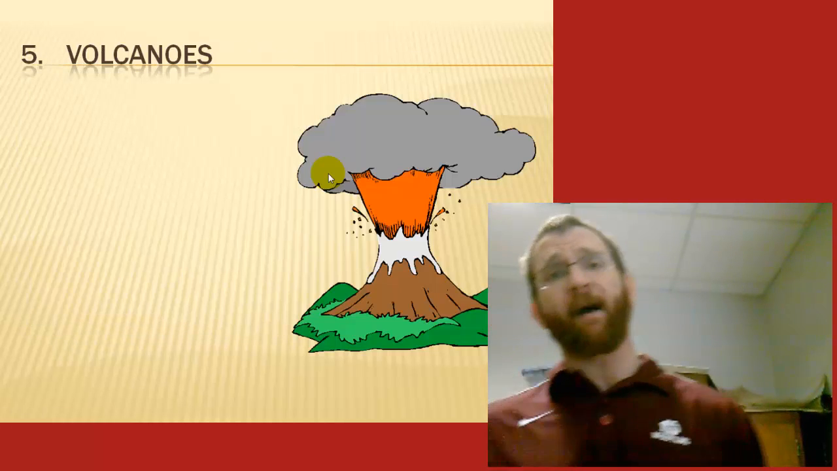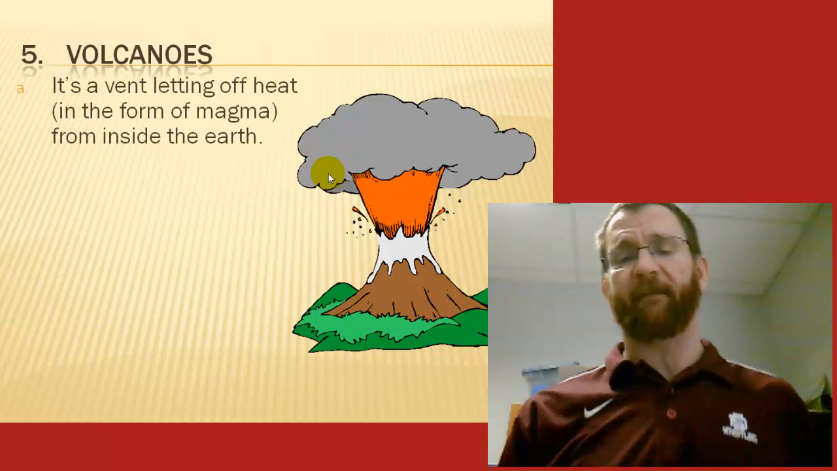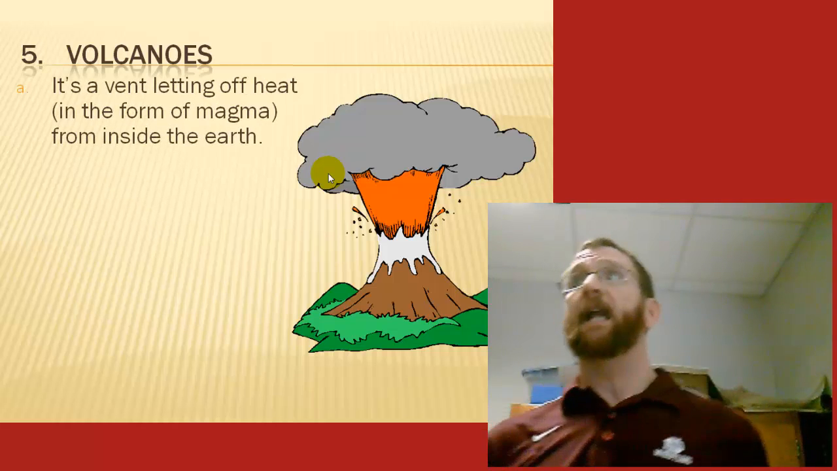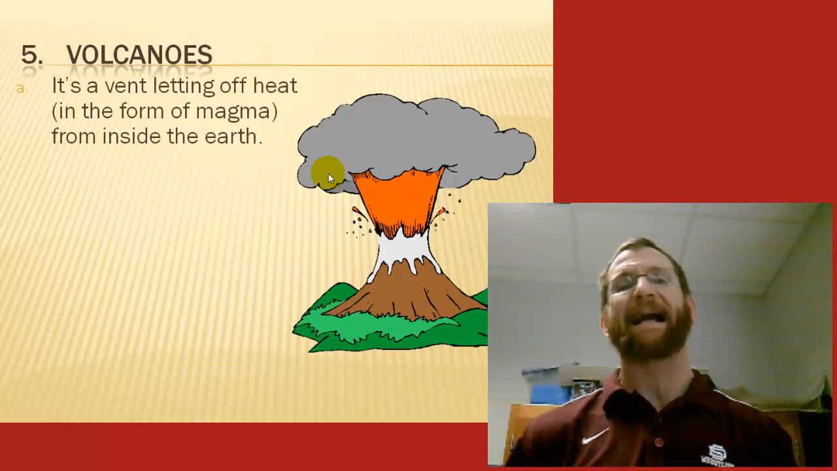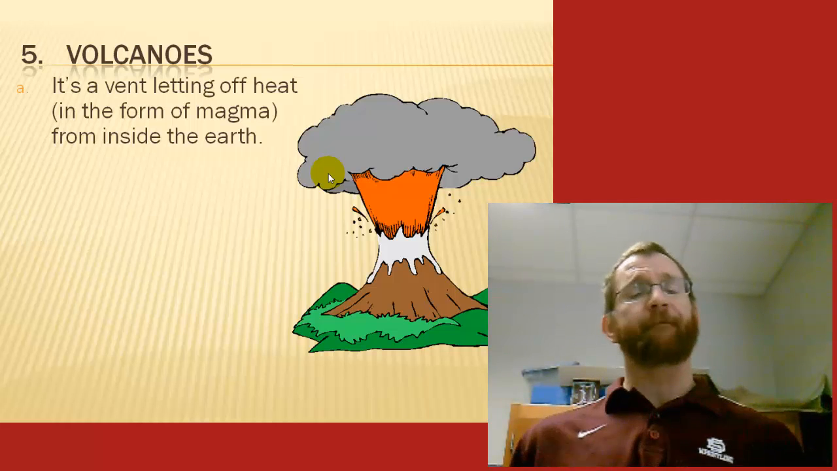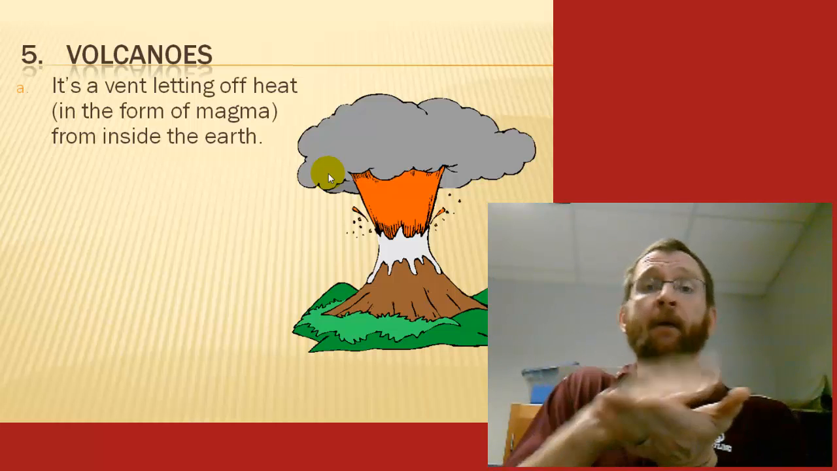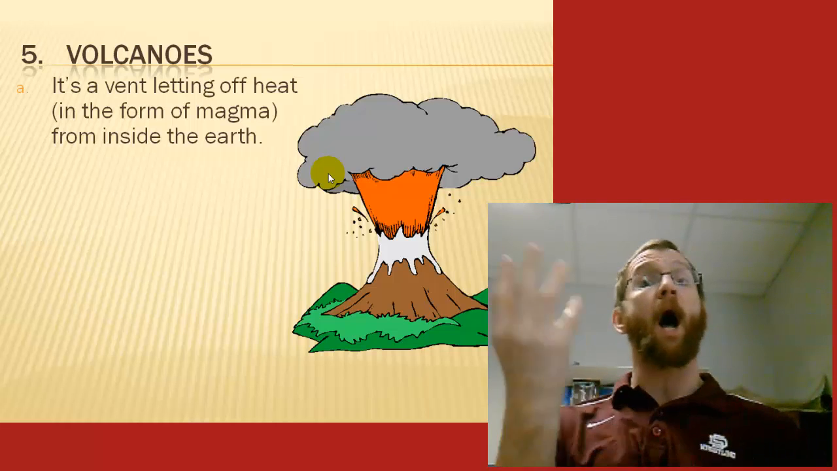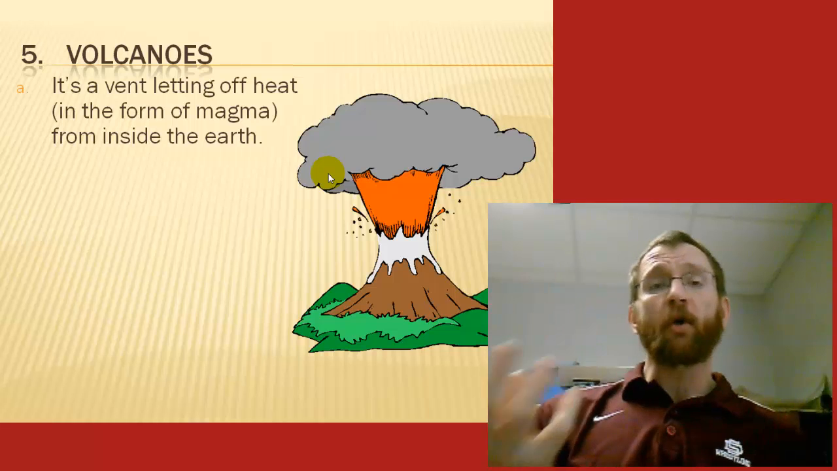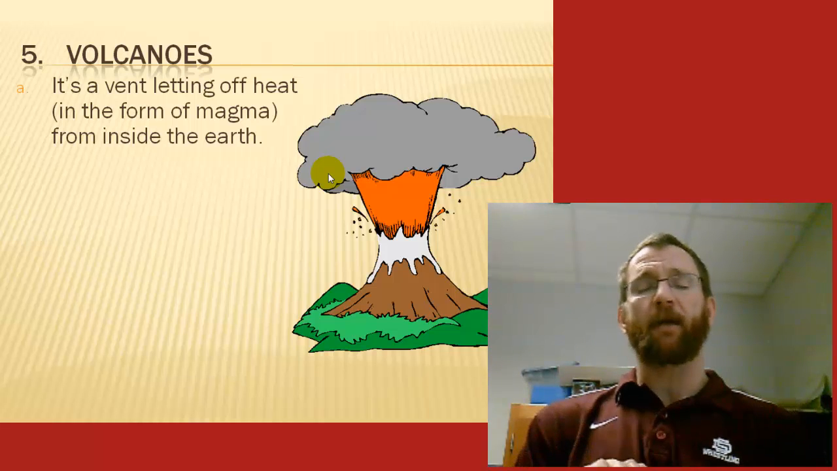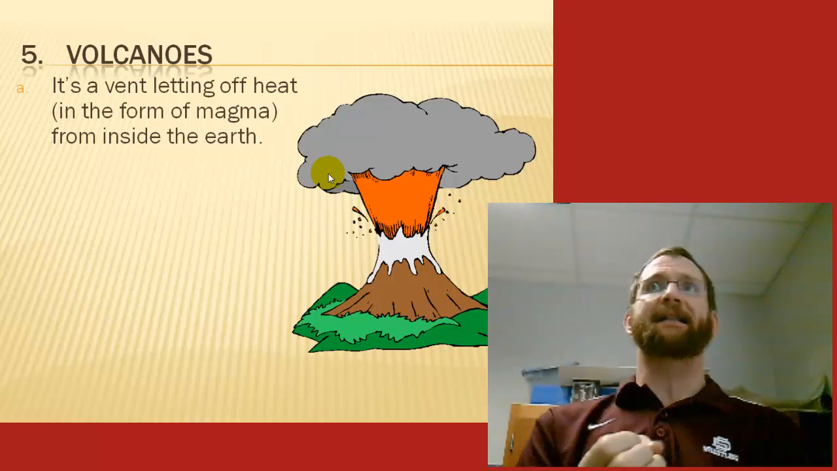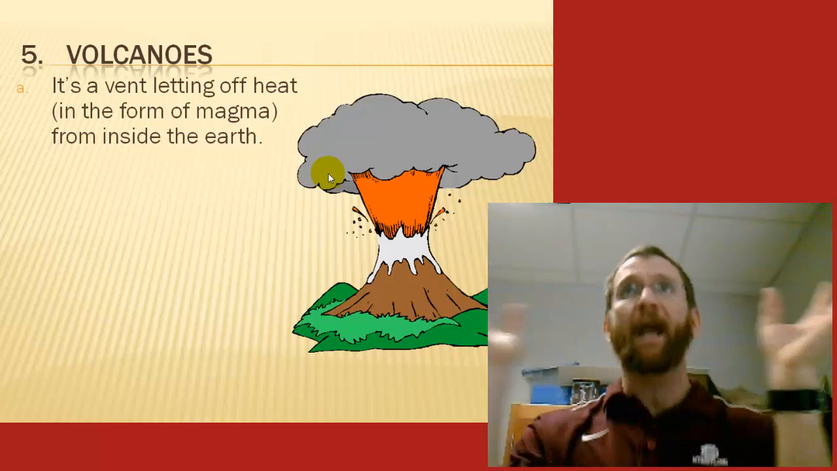So let's talk about volcanoes. So we've got earthquakes, now let's talk about volcanoes. Volcanoes are a vent letting off heat in the form of magma, liquid hot magma from inside the earth. And volcanoes are basically just like your pizza topping. When that pizza sauce has to come up through your cheese, that's what has to happen, okay? And that's what's happening. It's a vent. It's too hot. It's got to bubble forth. It's got to come out and explode.